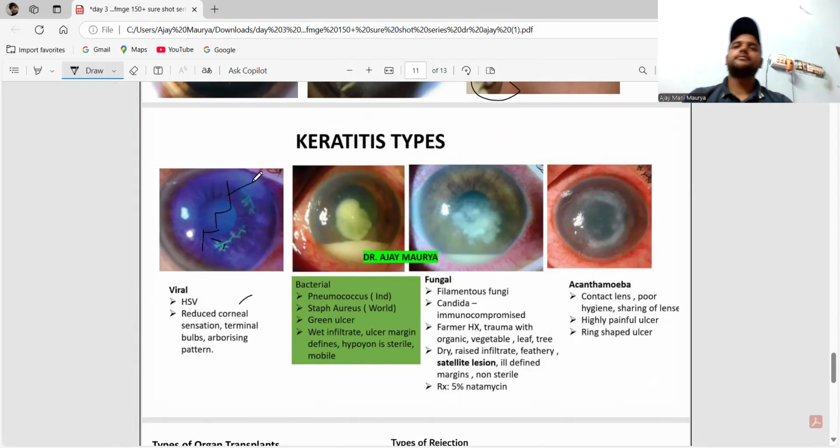This pattern is bacterial. There is a bacterial ulcer. The most common in India is pneumococcus, and also Staph aureus. This is a green ulcer.